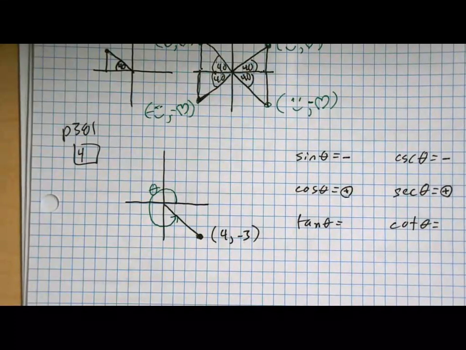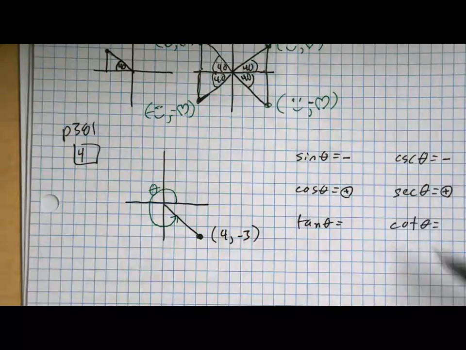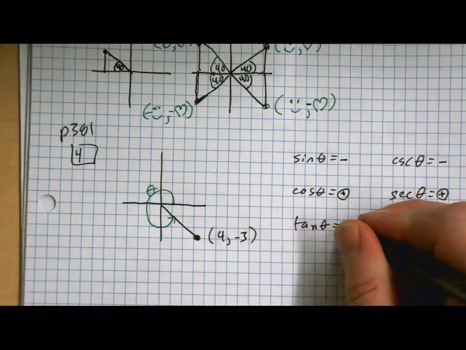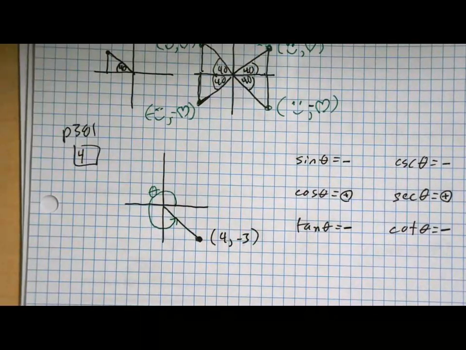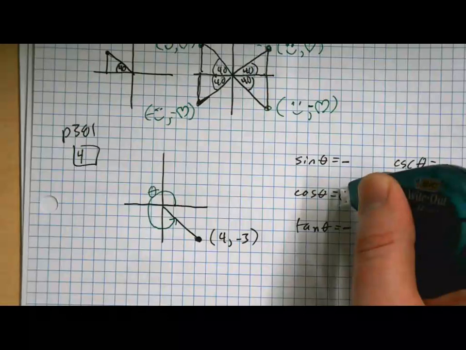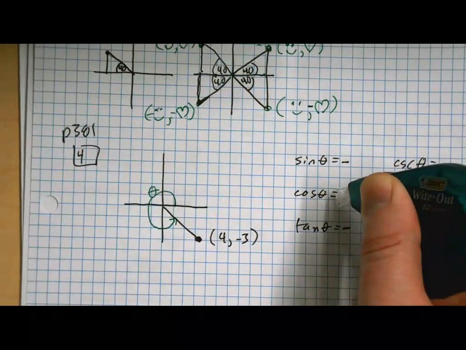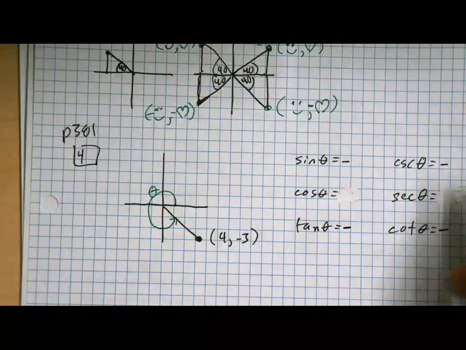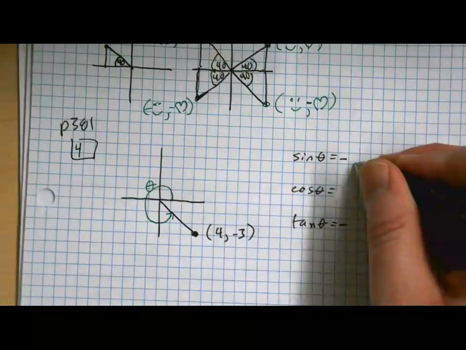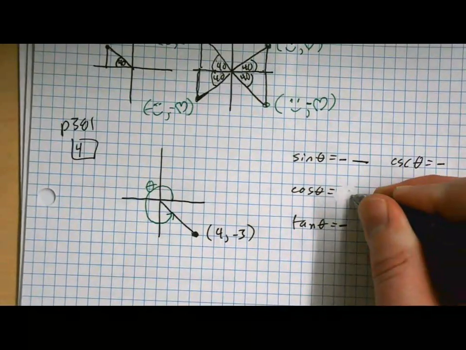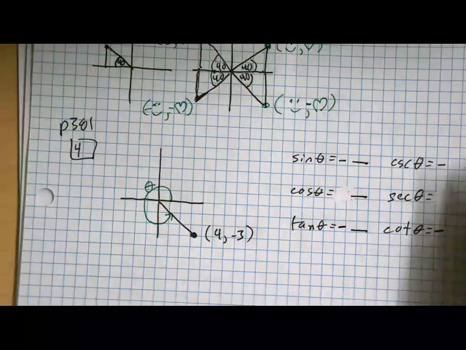And what's that tell us about tangent? Sine over cosine would end up being negative for both of these. So we got positives for our cosine and our secant. We've got negatives for our sines, cosecants, tangents, and cotangents. All right, now all we need to do is come up with a ratio or a fraction to fill in after those positives and negatives.